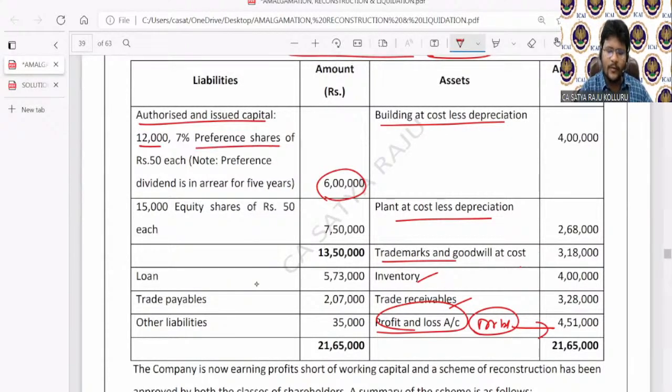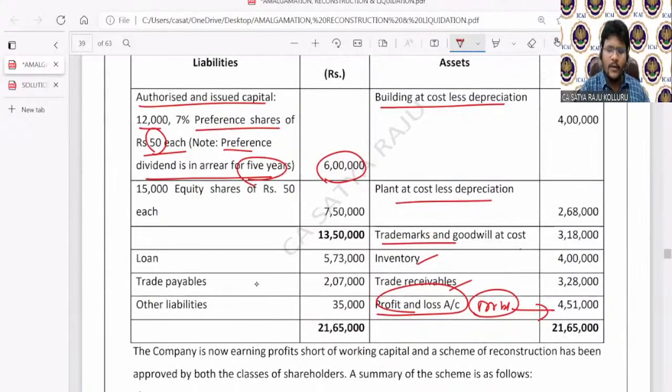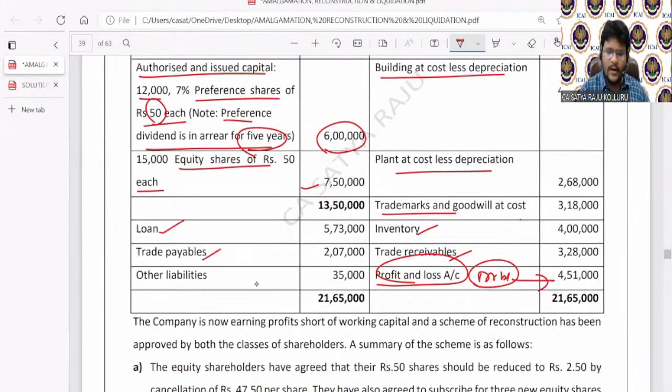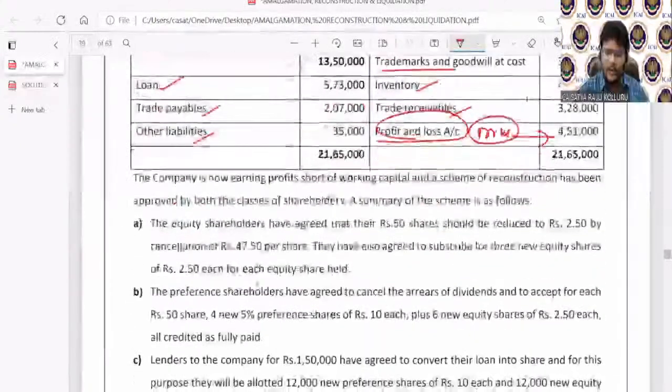12,000, 7% preference shares of rupees 50 each. Face value is 50. Note, preference dividend is in arrears for 5 years. So preference dividend is in arrears. Unrecorded liability is there. 15,000 equity shares of rupees 50 each, which is 7,50,000. Loan amount is given, trade payables given, other liabilities also given.